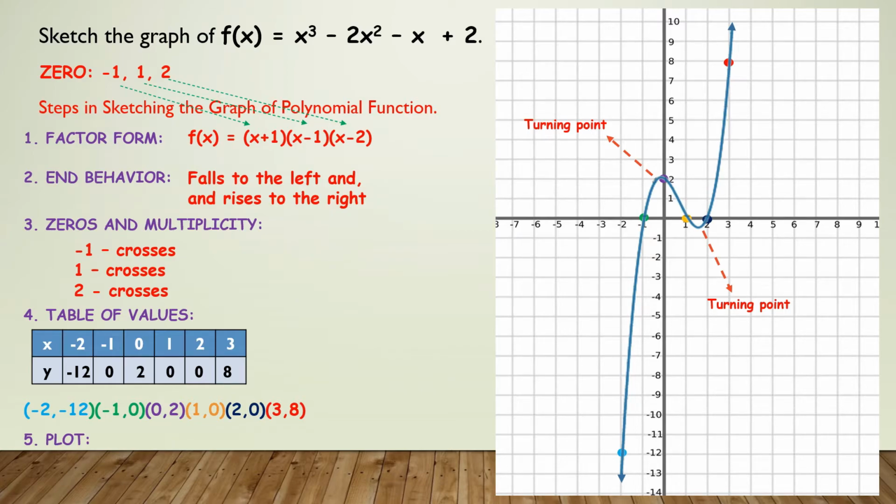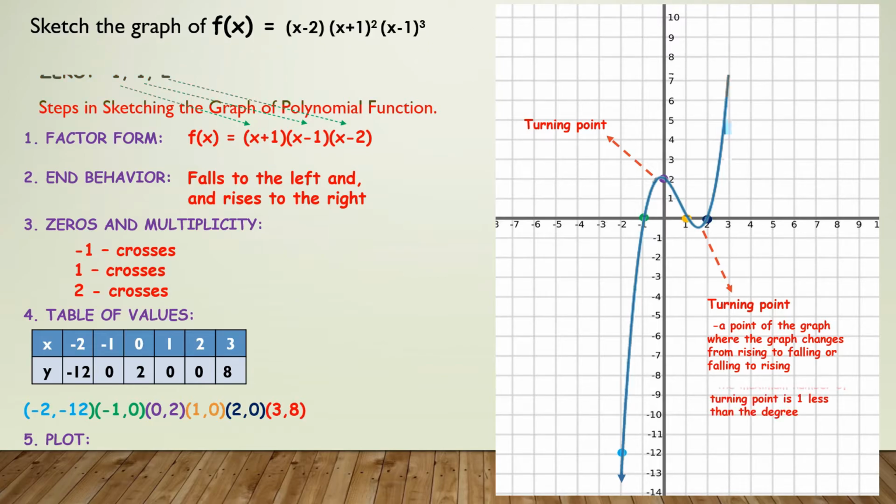Then on our graph, we will have turning points. A turning point is a point on the graph where your graph changes direction from rising to falling or falling to rising. The number of turning points can be obtained by getting the degree, then minus 1. So the maximum number of turning points for the graph of a polynomial function is degree minus 1.